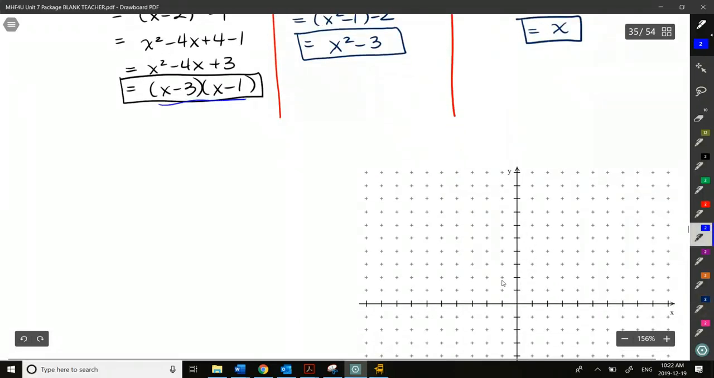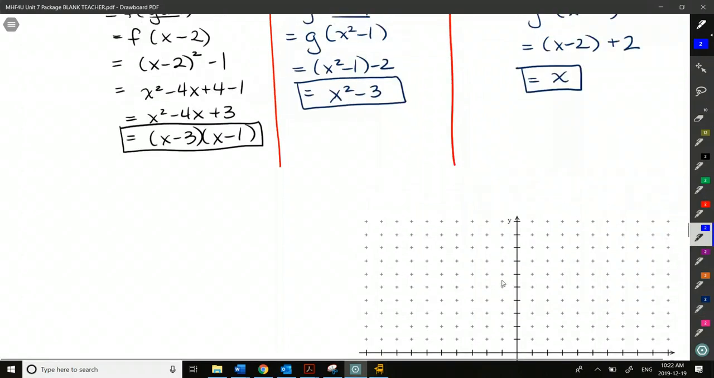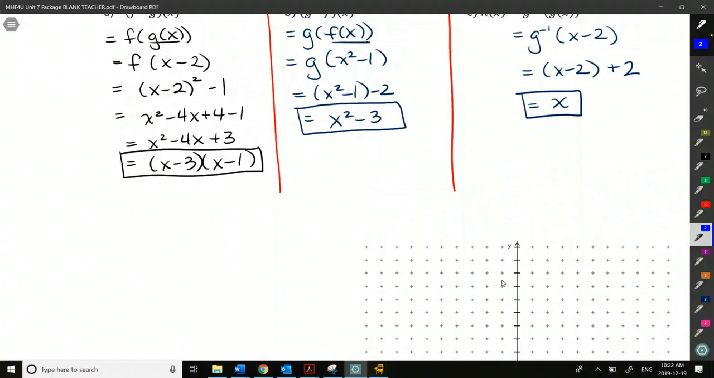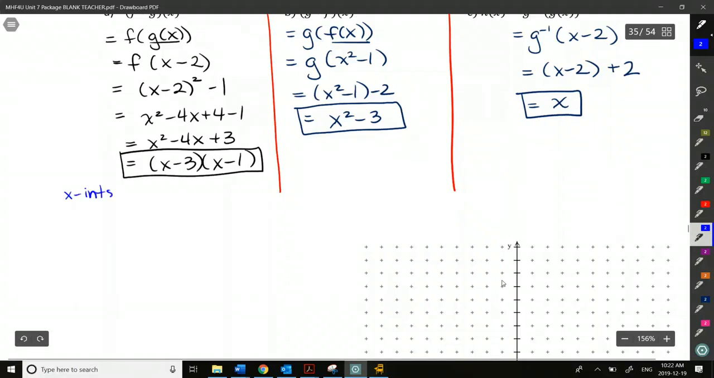So let's graph this one to start. How can I graph this? x minus 3, x minus 1. What are some things we know about this function? How about the x-intercepts? What are my x-intercepts? Liam? 3, 0 and 1, 0. Yeah, great. Anyone know my y-intercept? Yeah, how'd you get that? Yeah, it's the constant, or you can just plug in 0 for x, so it's 0, 3.